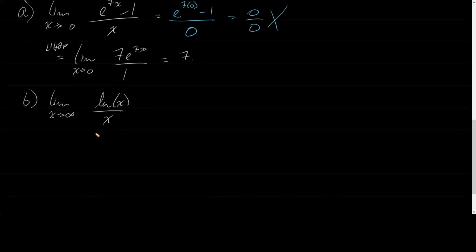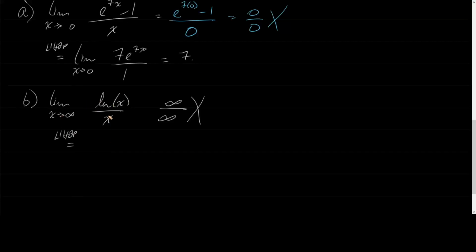Again, this is an indeterminate form. How come? Because if I plug in infinity, ln of infinity goes to infinity, and infinity on the bottom is infinity. And we don't like that. It's an indeterminate form. So again, what we can do here is take L'Hopital's rule.